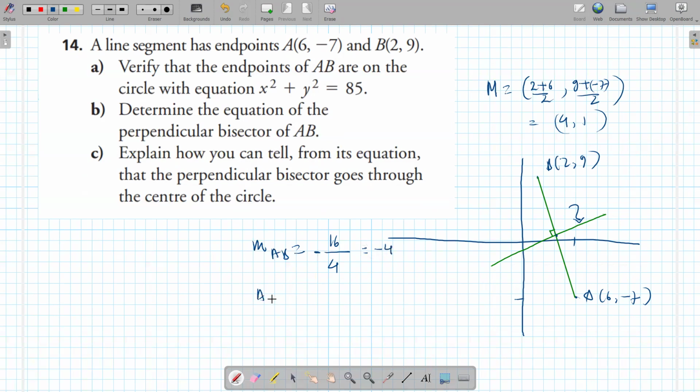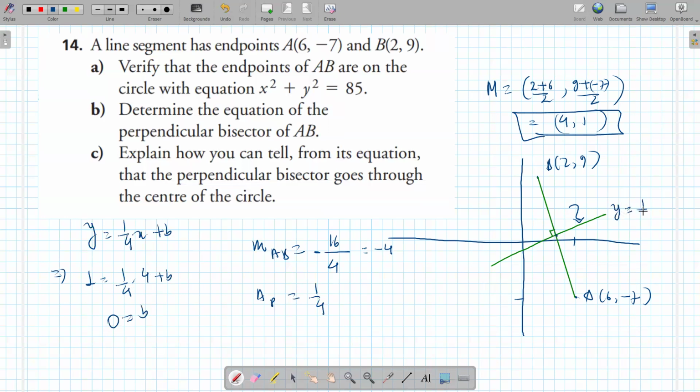So what's going to be the slope of our perpendicular bisector? 1/4. Yeah, 1/4. Do we have any points we can plug in to find the y-intercept? The midpoint we figured out. Yeah, the midpoint. So we're going to plug this in. Y becomes 1, x becomes 4. So this is always nice, it's a 0. So that line there is y equals 1/4x.